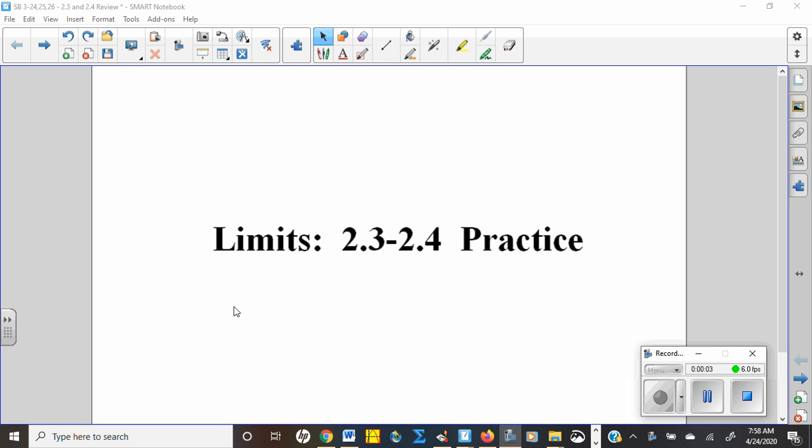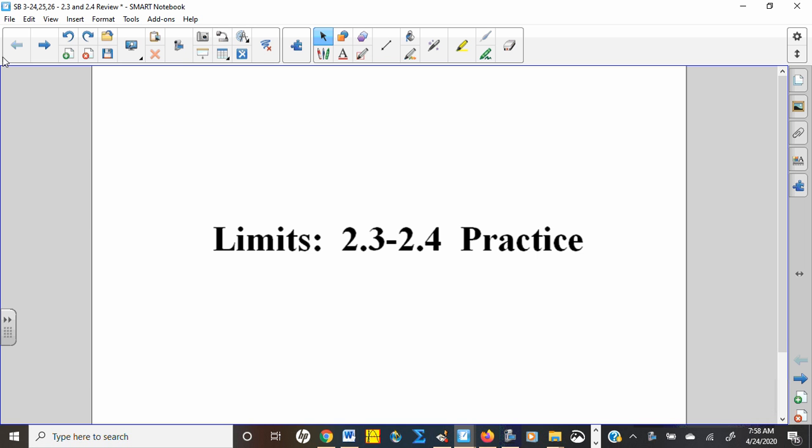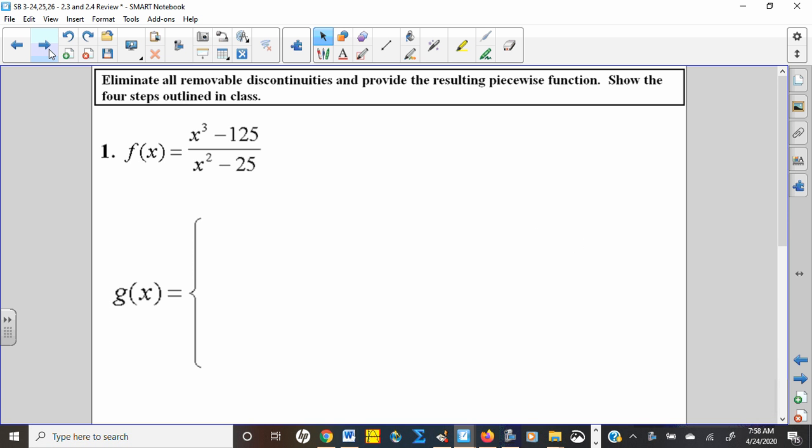All right, so quiz today. We had 12 review problems last night, just kind of touching up on some of the material that we've been working on this week, limits and how they relate to continuity.